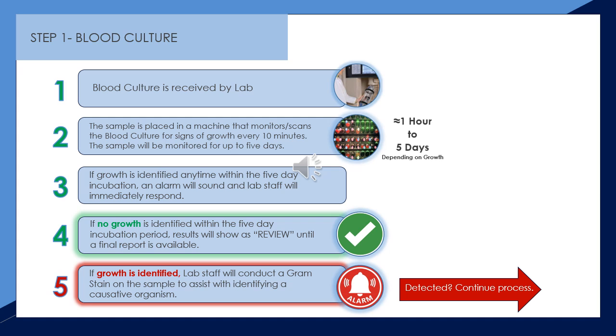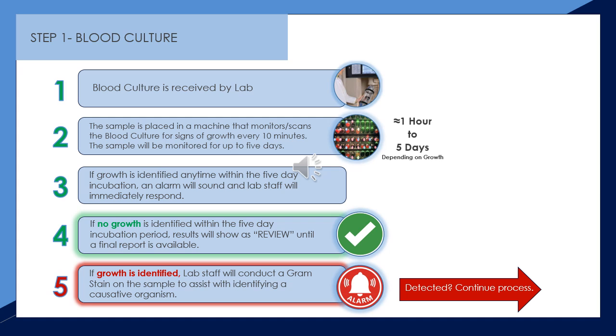Step 1 in the blood culture process. First, the blood culture is received by the lab. The sample is then placed in a machine that monitors and scans the blood culture for signs of growth every 10 minutes. The sample will be monitored for up to 5 days.